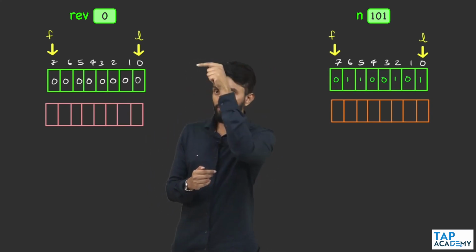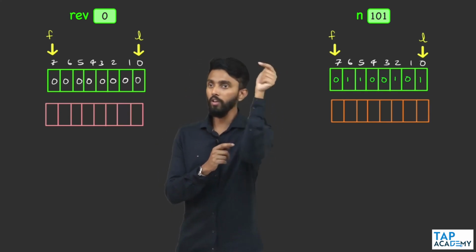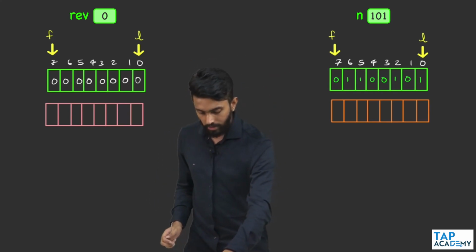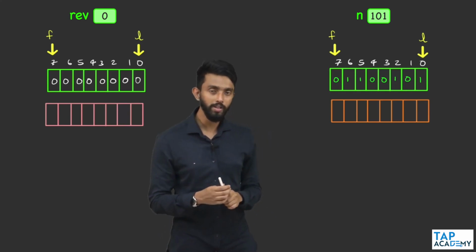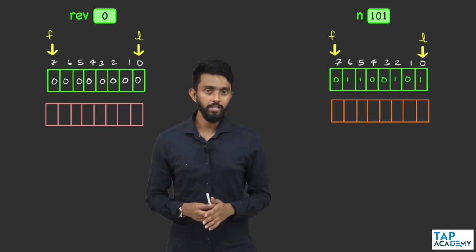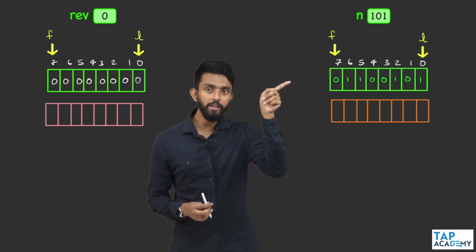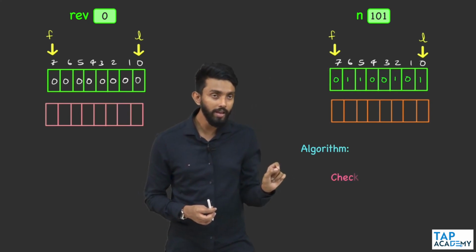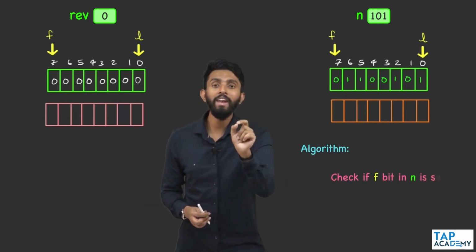And the same F and L, wherever F and L is pointing here, it will be pointing here as well. I hope you're able to think. Now, how will I start? My first duty is very simple. I want to check if in case the F bit in N is set, and that is what I'm also writing. Check if in case F bit in N is set.